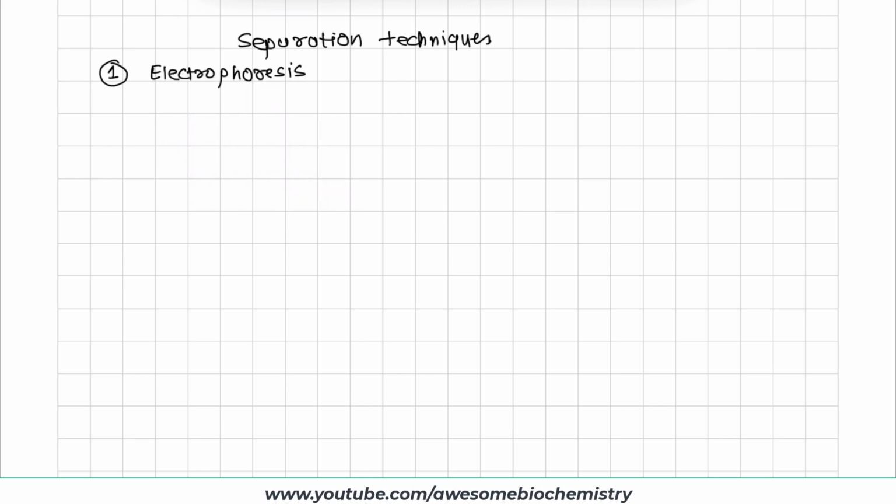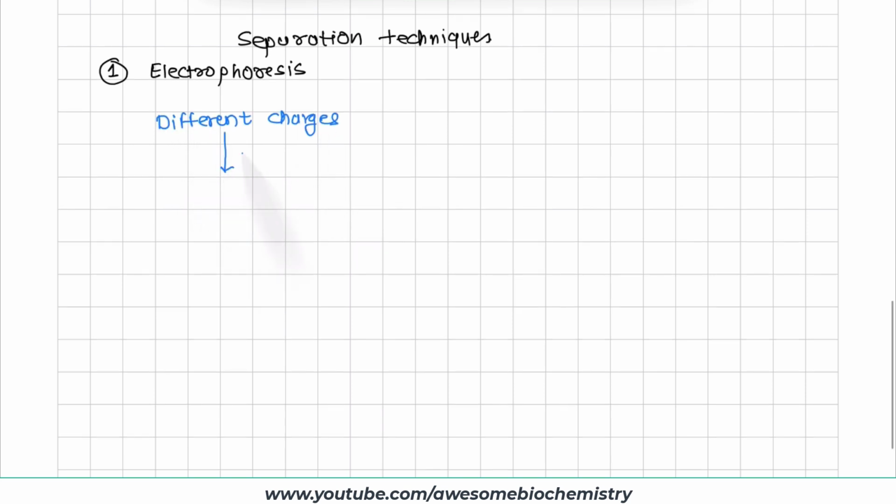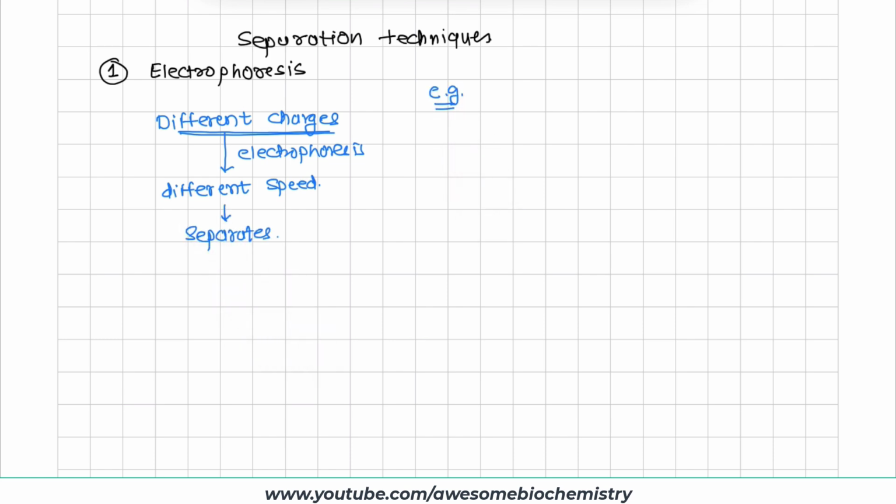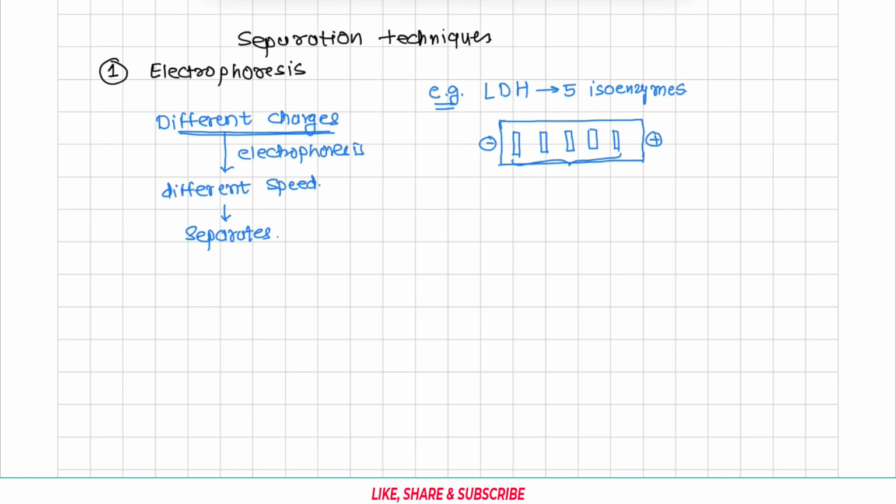Remember how isoenzymes have a different structure? Well, different structure means different ionic charges. Now in electrophoresis, proteins with different charges move at a different speed through a gel when electric current is applied. This separates them into distinct bands. For example, when we run lactate dehydrogenase on electrophoresis, it separates into 5 distinct bands, each representing one of the 5 lactate dehydrogenase isoenzymes we talked about earlier.